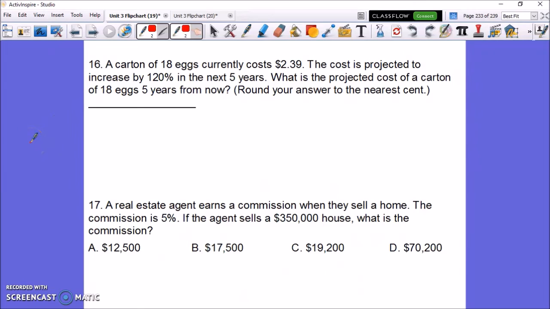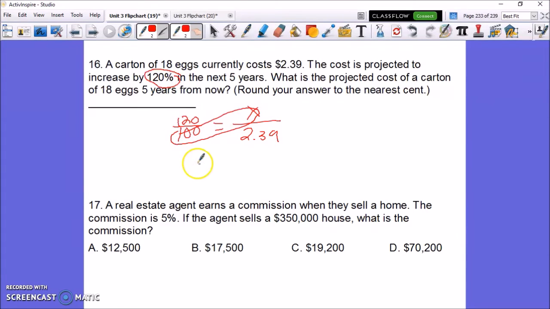All right, 16. A carton of 18 eggs usually costs $2.39. The cost is projected to increase by 120% in the next 5 years. What is the projected cost of a carton of 18 eggs 5 years from now? All right, so what we need to do is set up our proportion. This was a little more complicated because our percent is over 100. But we know all percents go over 100. So 100 and then 120. So our original price is $2.39. But we don't know how much it's going to end up being.